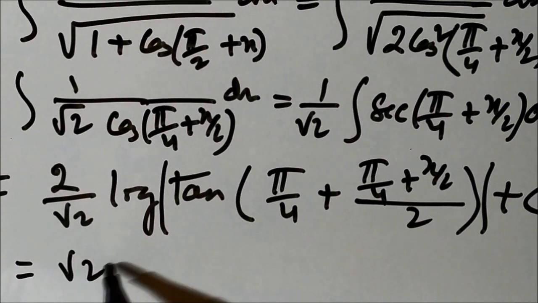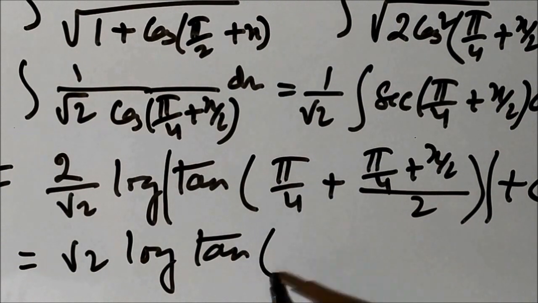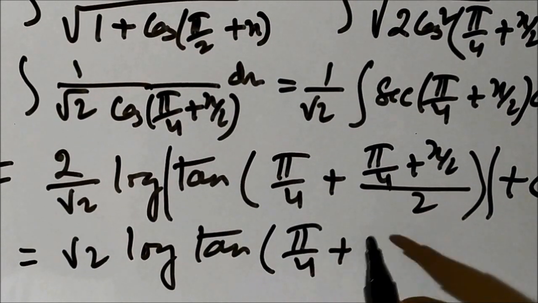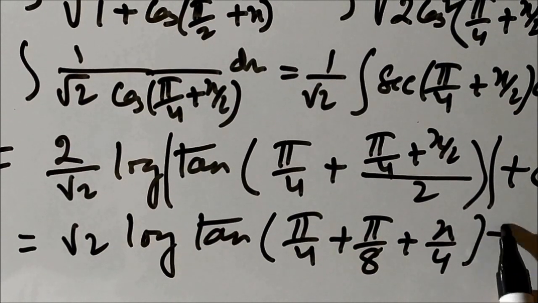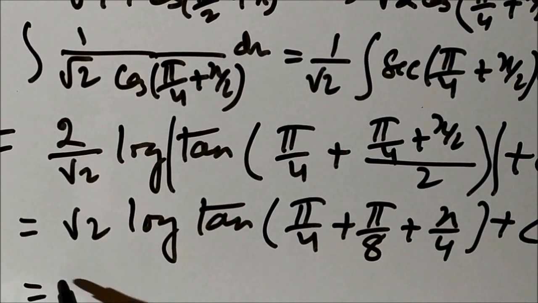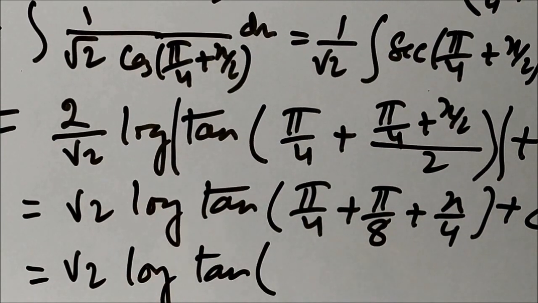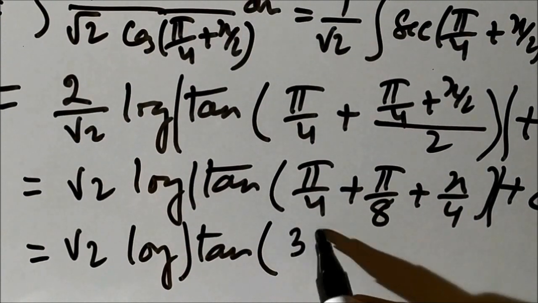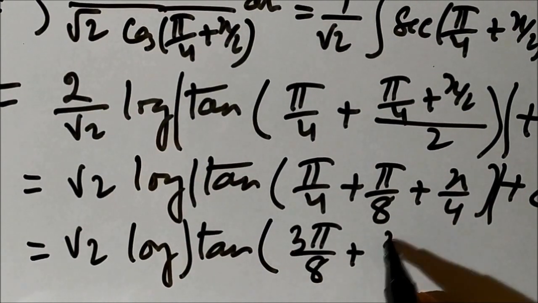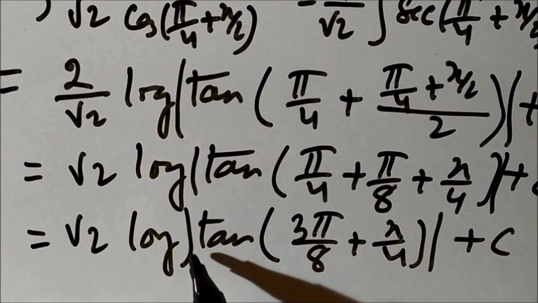This is equal to root 2 log tan (pi by 4 plus pi by 8 plus x by 4) plus c. This is equal to root 2 log tan (3 pi by 8 plus x by 4) plus c, the absolute value for the log. Answer.